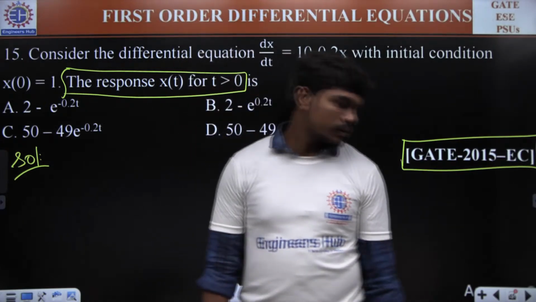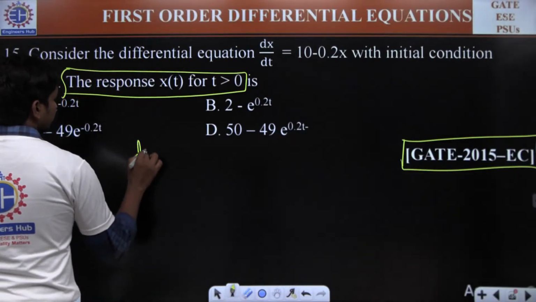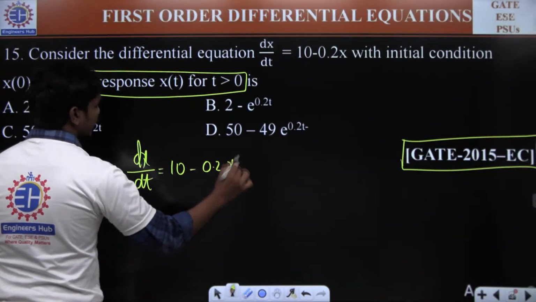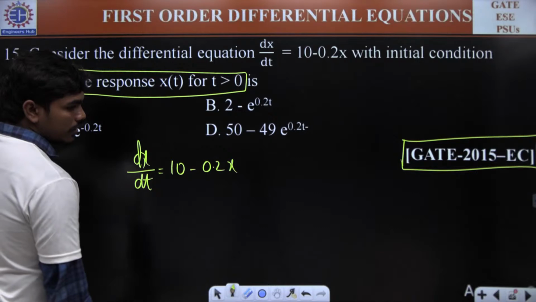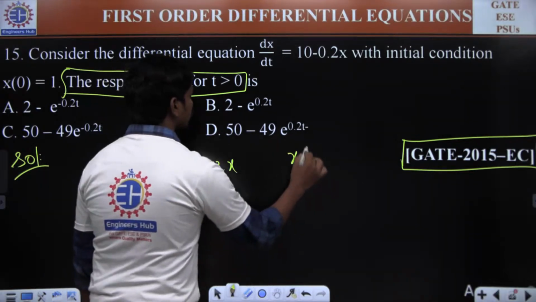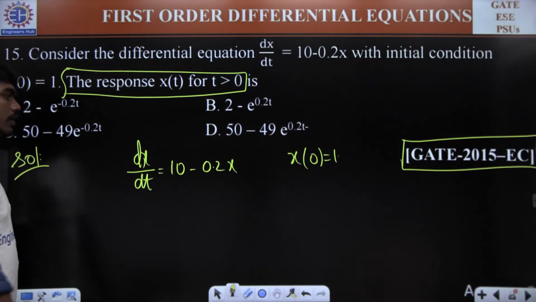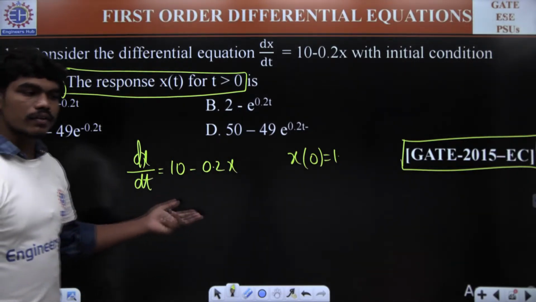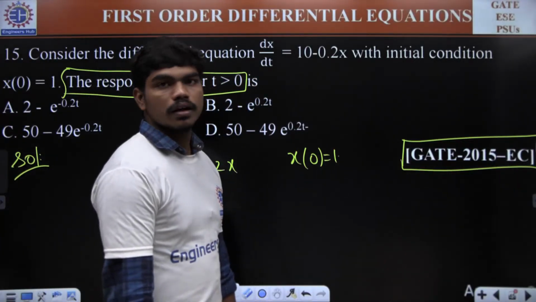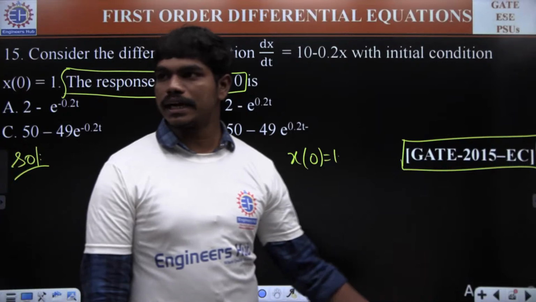Please try to solve this question. They have given you the condition that dx by dt is equal to 10 minus 0.2 times x, with initial condition x of 0 is equal to 1. Now please try to solve this for t greater than 0. There are two methods in which you can solve this question. You can convert it into variable separable, or you can convert it into a Leibniz linear equation and solve. I'll be waiting for your answers. Please try and tell me the answer for this question.